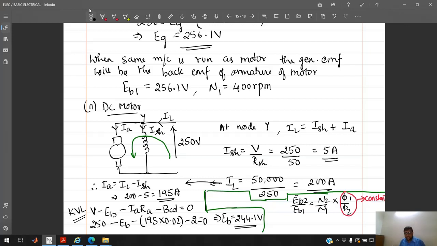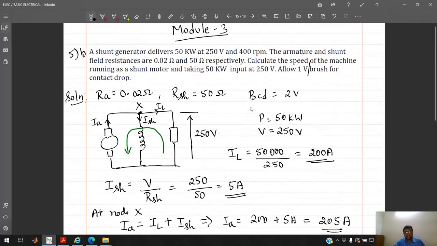So EB2 is 244.1 divided by EB1, and EB1 is 256, which you have already calculated as the generated EMF. That is equal to N2 divided by N1, which is 400 rpm, given in the question. If you solve this, you are going to get N2 as 381.257 rpm, or about 381 rpm. So this is how you solve this problem on a DC generator as well as a DC motor.